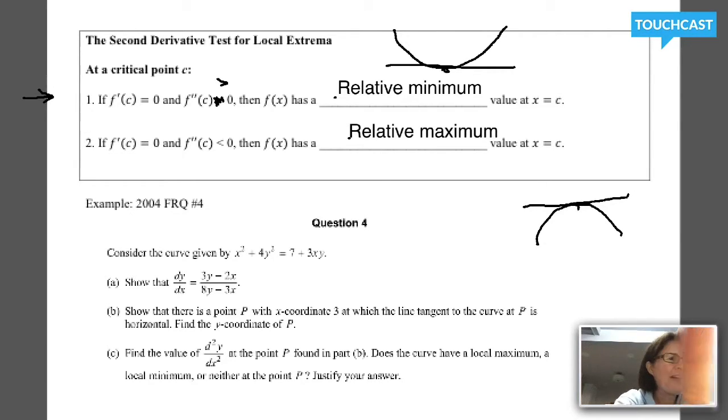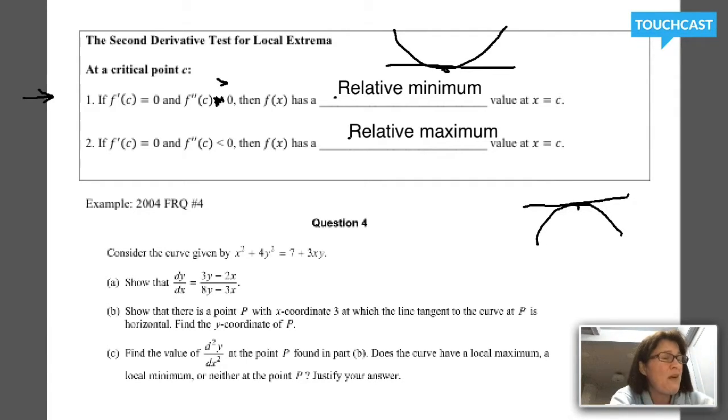Notice here, if I have a critical point, not a critical point where f prime is undefined, because if f prime is undefined there, I'm not going to be able to find f double prime, so there's no second derivative to use a second derivative test on.